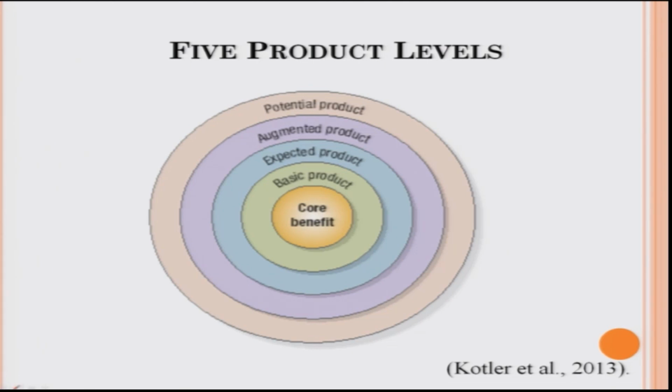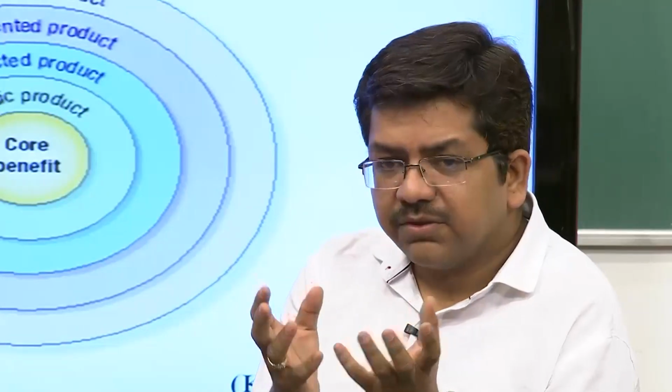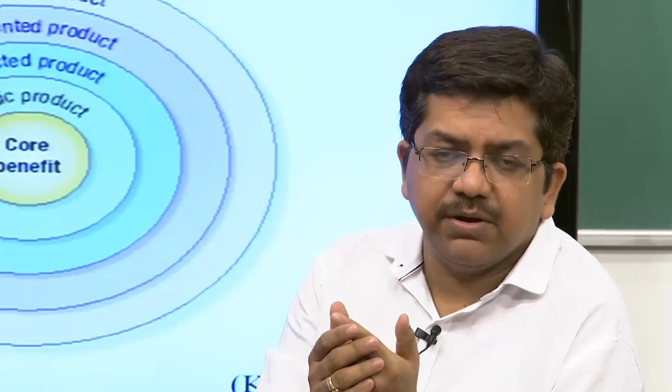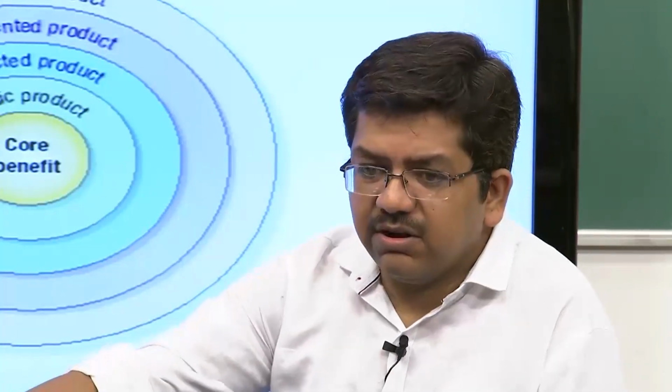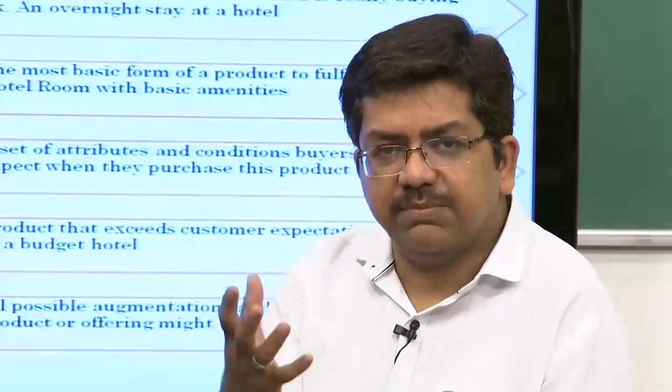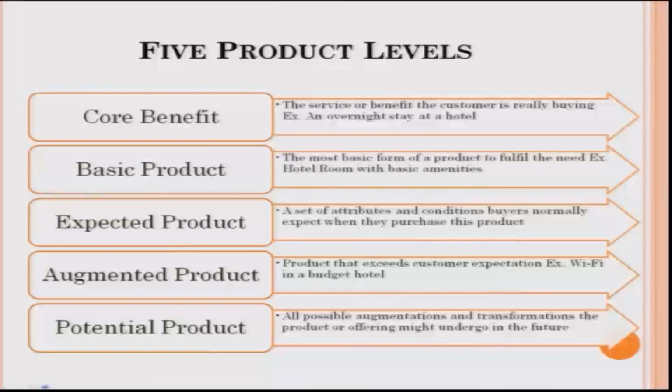There is a core benefit, the need at the base of any product, which is fulfilled by that product category. The next level in the product hierarchy is the basic product, a form of the product which fulfills that core need. This is the bare minimum requirement from the product side.